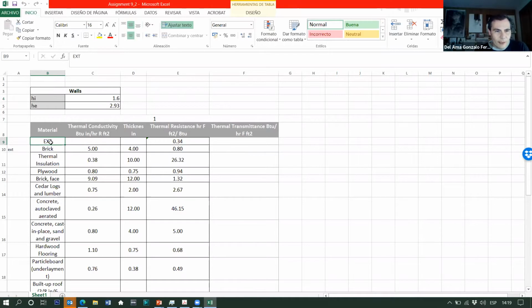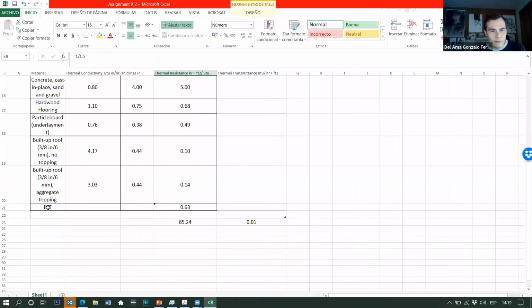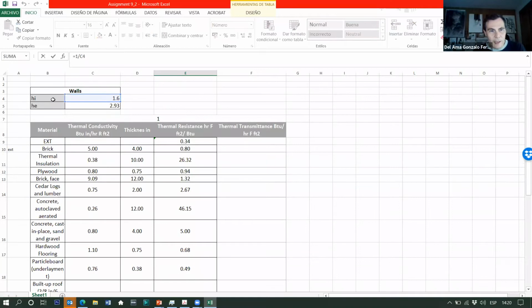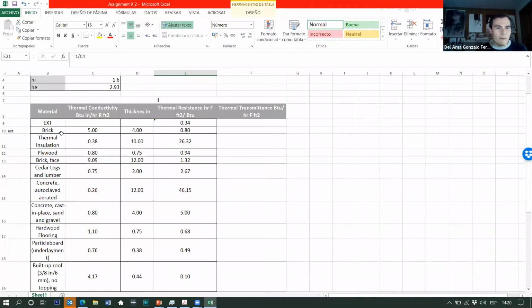So the thermal resistance of this exterior layer, we don't have any solid element. So we don't have thermal conductivity and we don't have any thickness. What do we have? We have the thermal resistance. So the thermal resistance, if I double click here, is 1 divided by HE. So this is the first thermal resistance. The last one, if I click here, that would be 1 divided by HI. Okay. And then in the middle, I have different materials.